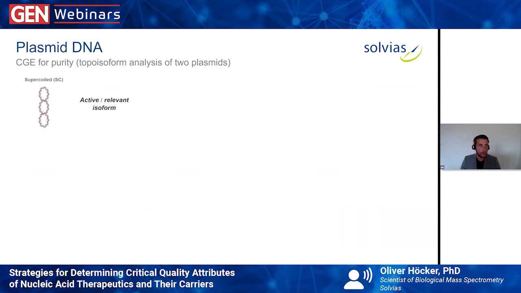So with this, I want to go to the double-stranded nucleic acids, plasmid DNA, that can be used directly as a therapeutic, but also as a template for mRNA production. And the active relevant isoform is supercoiled, as shown on the upper left side. And then it's really twisted. But degradation can lead to strand breaks that can form open circular if one strand breaks, or the linear form if both strands break, as impurities.